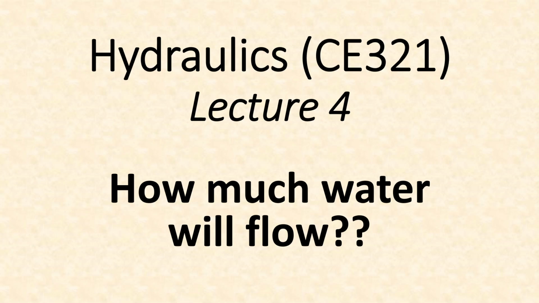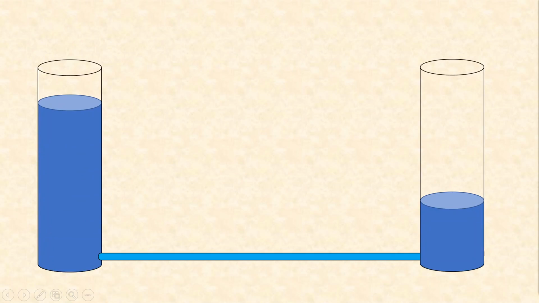Hello everyone. In this lecture, we are going to discuss some pipe flow problems in different situations, and we are going to use the formula that we have derived in the previous lecture, that is the Darcy-Weisbach equation. So let's start with a very simple example where we have two tanks like this, and from the tank having a higher water level, water will flow to another tank which has a lower water level.